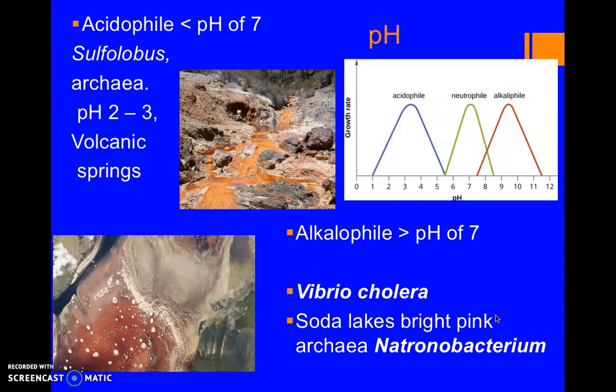In the soda lakes in Africa, which have a very alkaline pH, we can see from this aerial photograph the pink color of the lake. Most of the time when you think of a lake or some kind of body of water, you expect to see some kind of blue color. But notice for both this acidophile, Cephalobus, and the alkalophile, Natronobacterium, we see different colors.